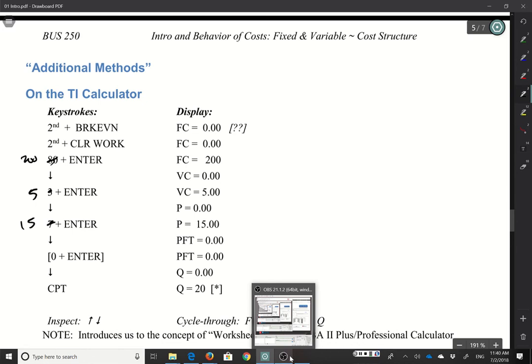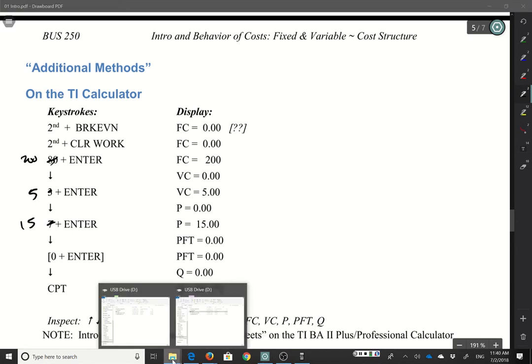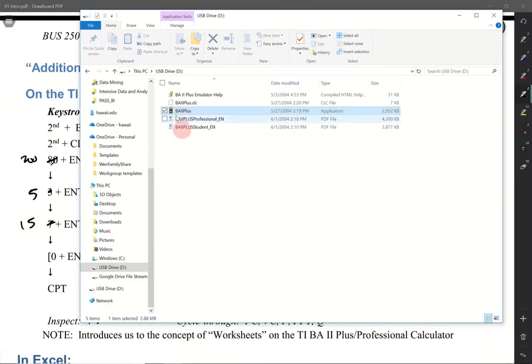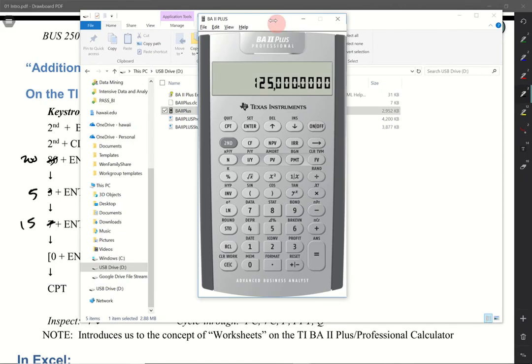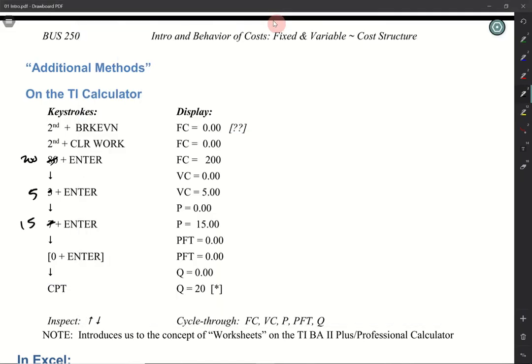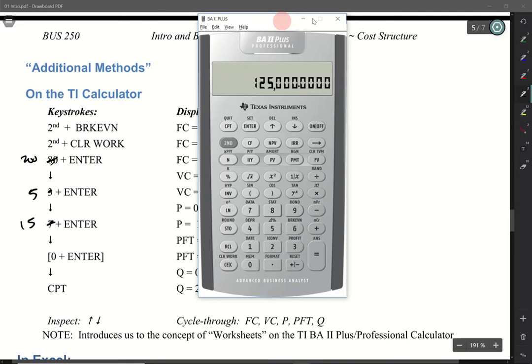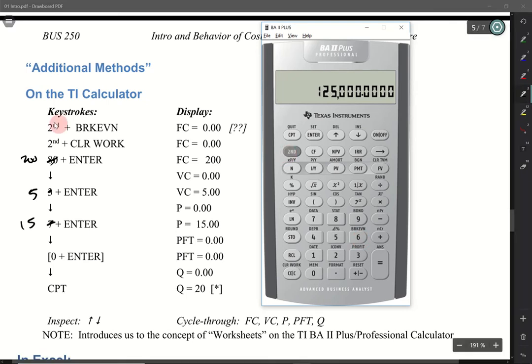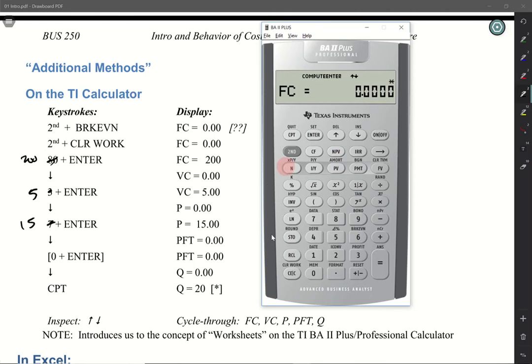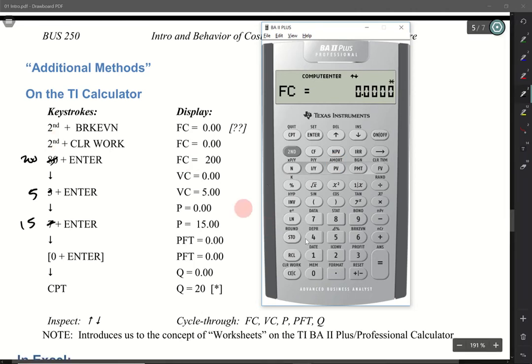Okay, so my calculator is here. Sorry about that. Okay, here we go. What we want to do is there's a break-even key right here above 6. So if you do second break-even, you go into the break-even worksheet. What you should do is clear it actually. So we do second clear. This clears the worksheet.